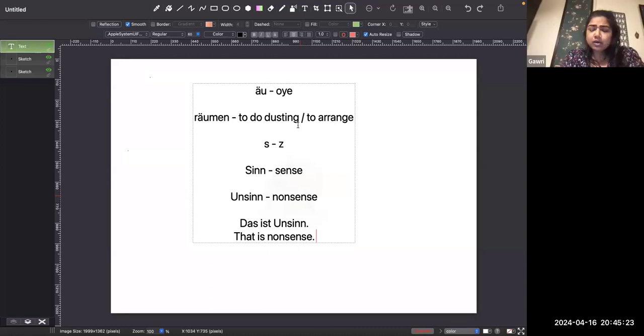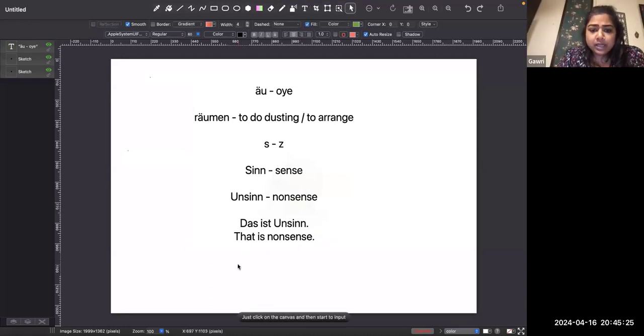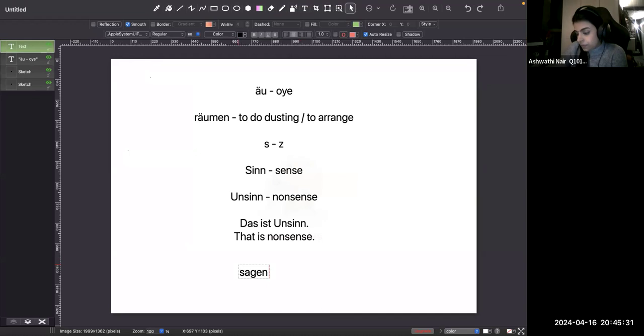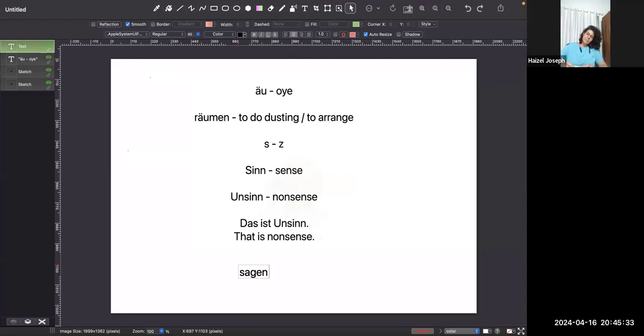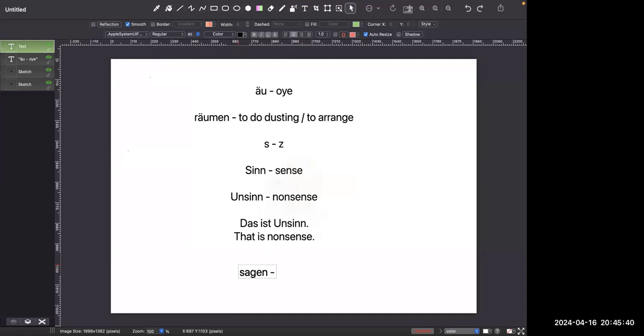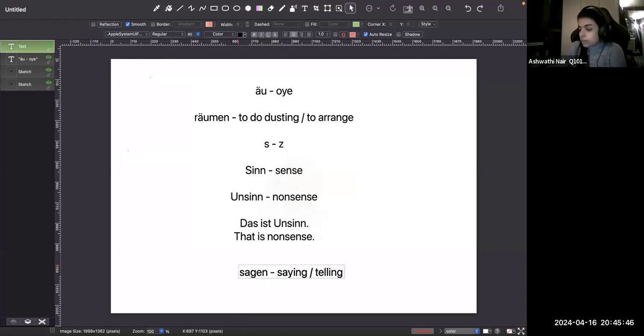Let us see one more word. S-A-G-E-N. How will you pronounce this word? Sagen. Genau, that's correct. Sagen means saying.